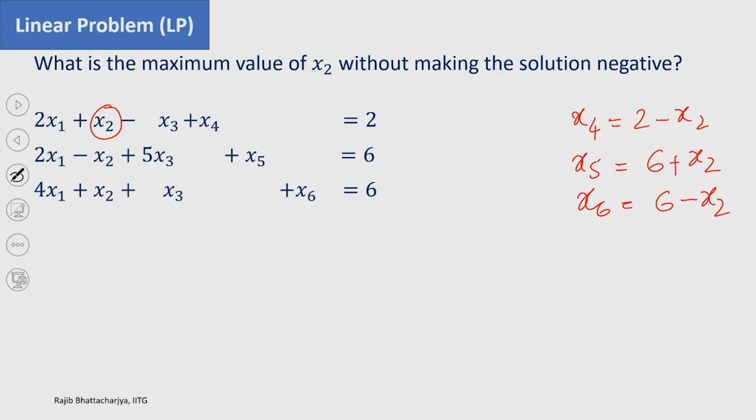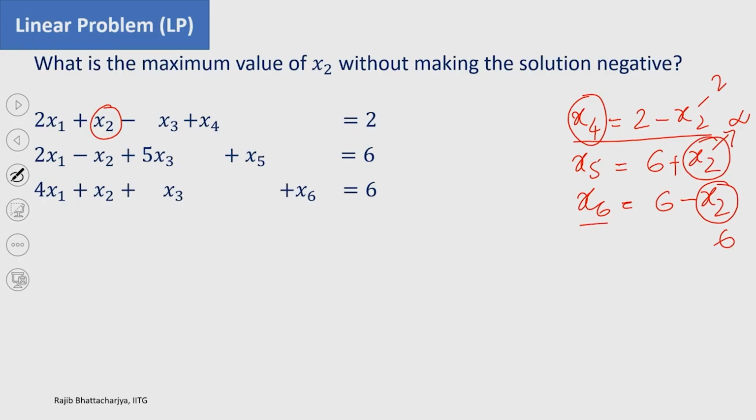Now if I consider the first equation, what is the maximum value of x 2? I can go up to 2. In that case x 4 will not be negative. That is the maximum value. Now if I consider the second equation, I can go up to infinity, and x 5 will never be negative. So in this case it is unbounded. And in the third equation, the maximum value of x 2 is 6. In that case x 6 will not be negative.